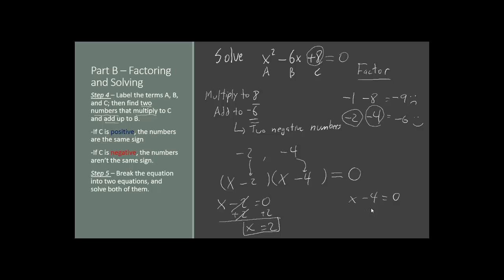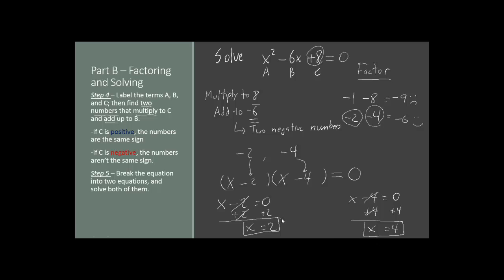Let's do it again to the other equation. We'll add 4 to both sides this time. The negative 4 and positive 4 cancel out. And so our other solution is x equals 4. And this is what should happen in a quadratic equation. You should end up with two numbers that are both solutions.